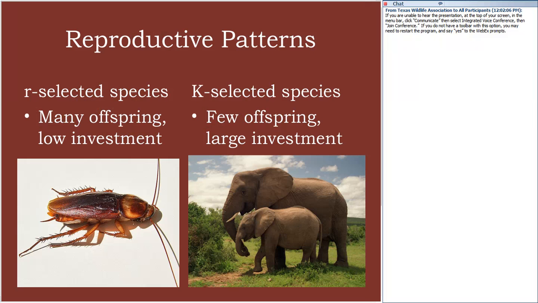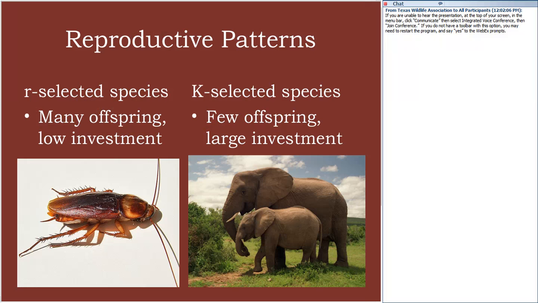So a lot of insects, for example, tend to follow this pattern. And the ultimate result of that is that very few of those offspring survive, but simply by sheer probability and sheer numbers, enough of them do make it to adulthood that the population is able to persist.